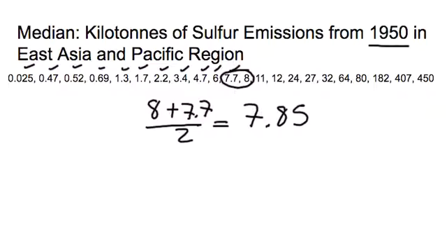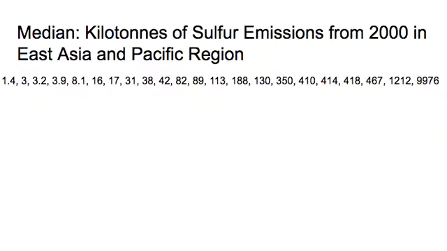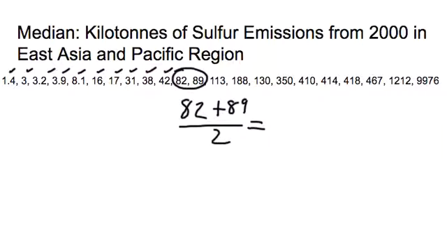Okay, let's look at another set of data. Okay, so let's look at the year 2000 values. So I look here, and I'm going to do roughly the same thing. I know that I have the same number of values, which is 22. So again, I'm going to look for the 11th and 12th piece of data. So here's 1, 2, 3, 4, 5, 6, 7, 8, 9, 10, 11, and 12. So I'm going to add together 82 plus 89, and I'm going to divide that by 2.